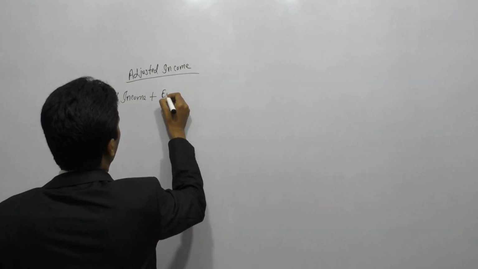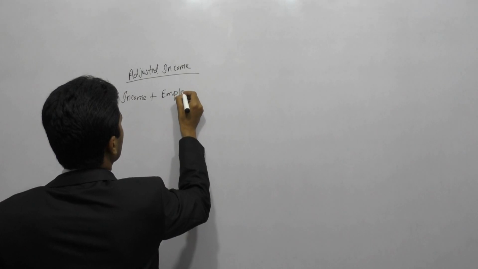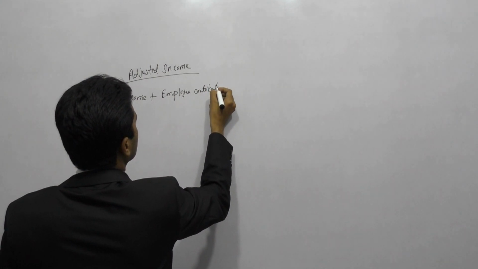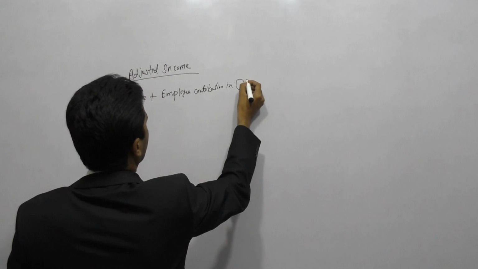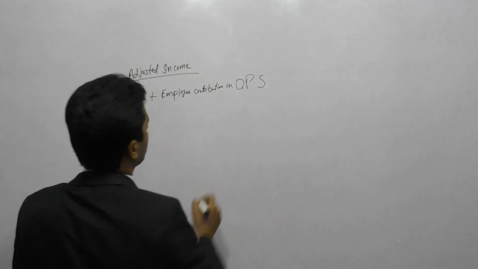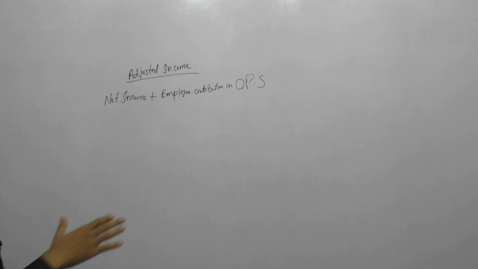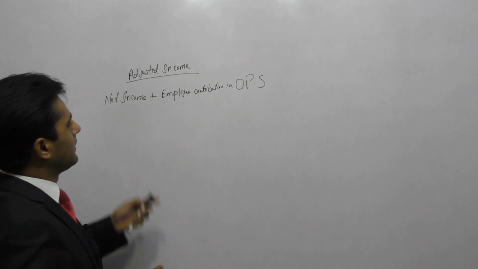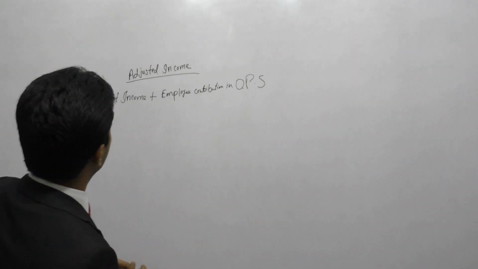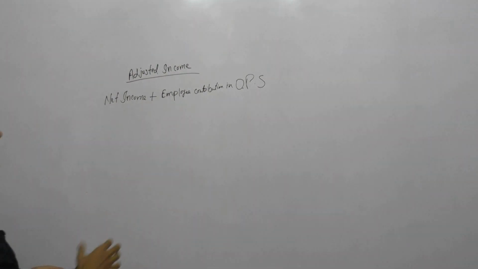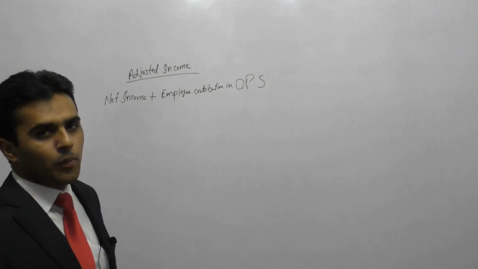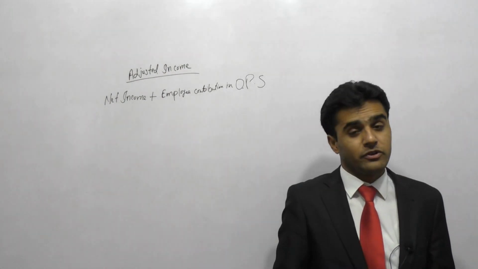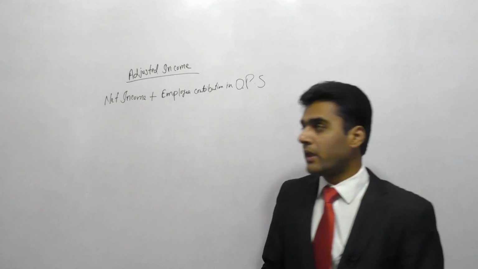So employee's contribution in occupational pension scheme. I'll just write it down as OPS. It is occupational pension scheme. Please write down the full form. I've just tried to save my time. So net income plus employee's contribution in occupational pension scheme. Net income, we'll take it from our income tax pro forma. So if an employee has contributed in his occupational pension scheme, that will be added in there.